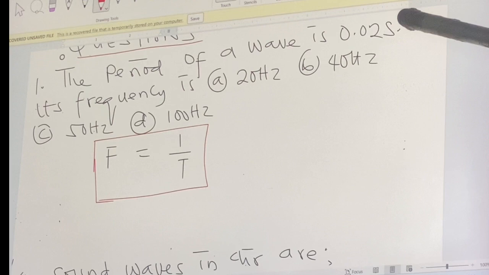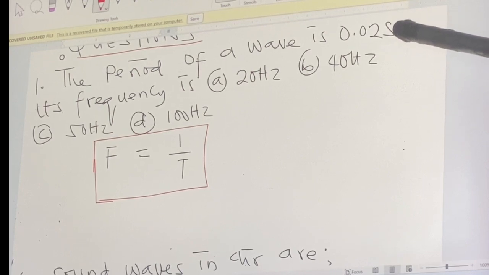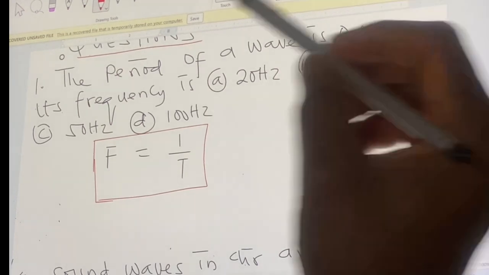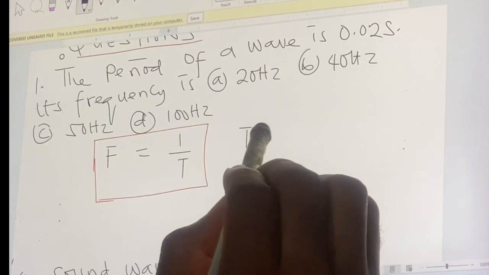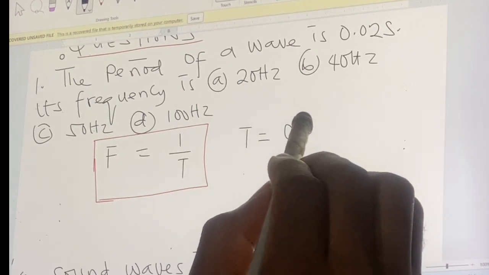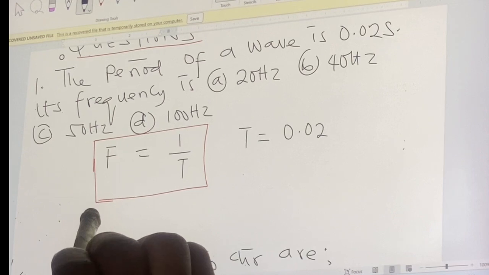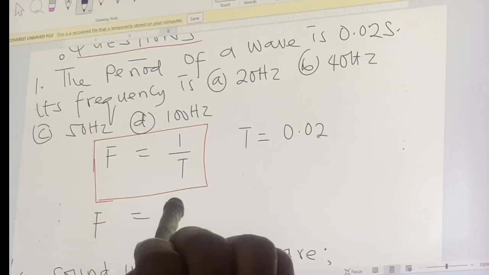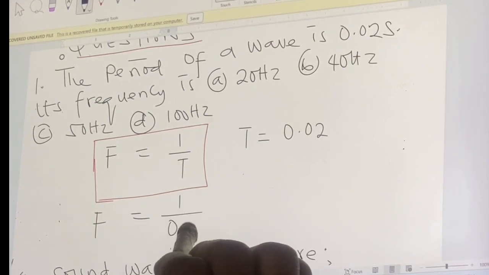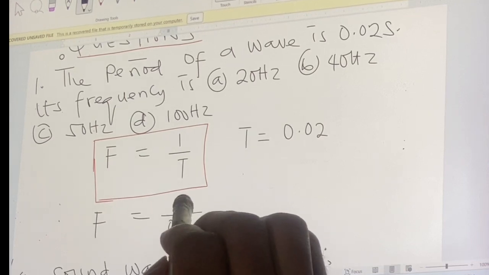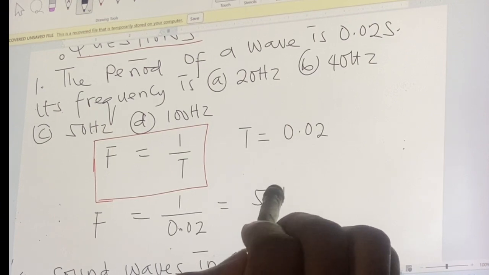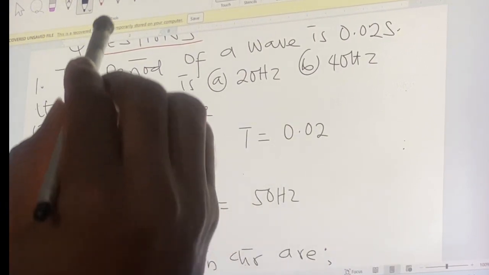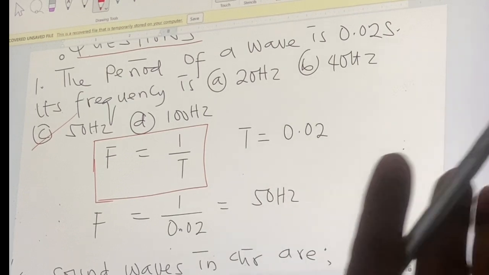In this question, we are asked to find frequency here, and the period T is given to us as, please take note of this, is equal to 0.02. Let's replace the value. So our F here will be equal to 1 over 0.02. When you point your calculator, 1 divided by 0.02 gives us 50. Hence, our answer here is C. Please take note of this.